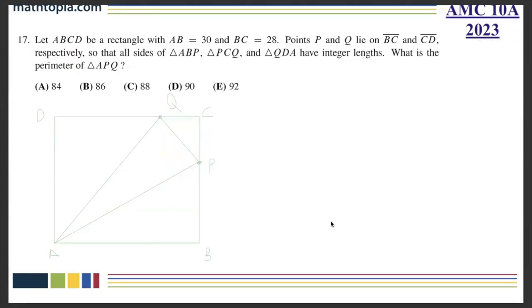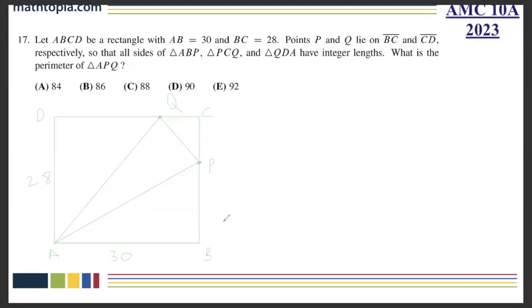So the problem statement is saying that the side lengths of ABP, PCQ, and QDA have integer lengths, which is essentially the equivalent of saying that every single length in this diagram is an integer, right? So we have a 30 by 28 rectangle. These lengths are all integers, and the legs of the right triangles are all integers. So basically, yep, integers, integers, integers.